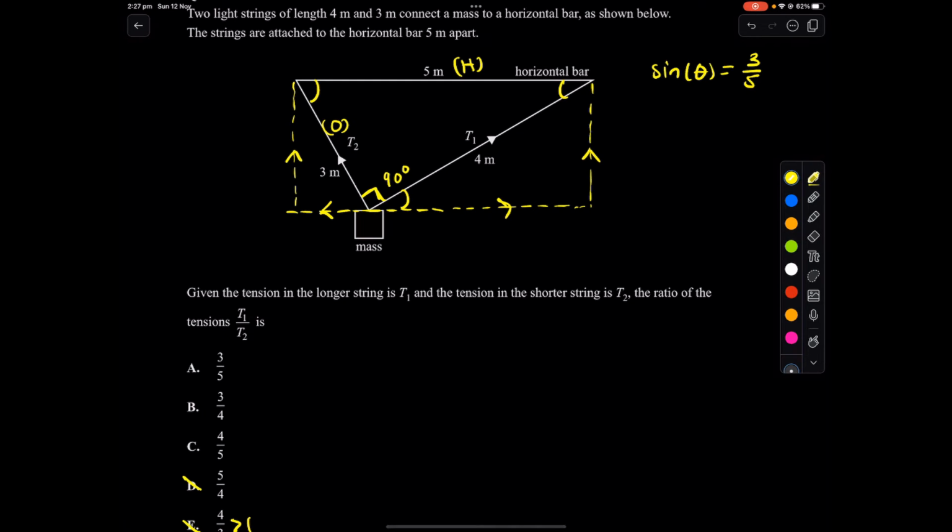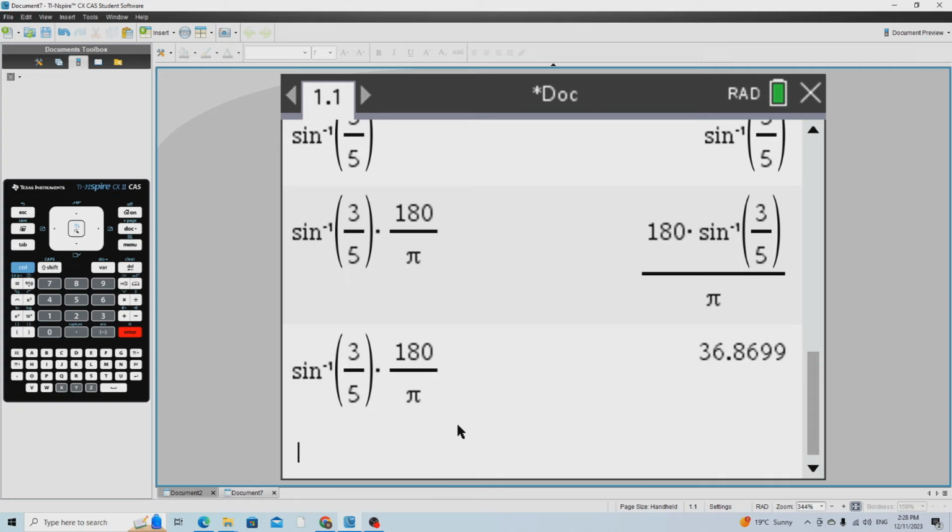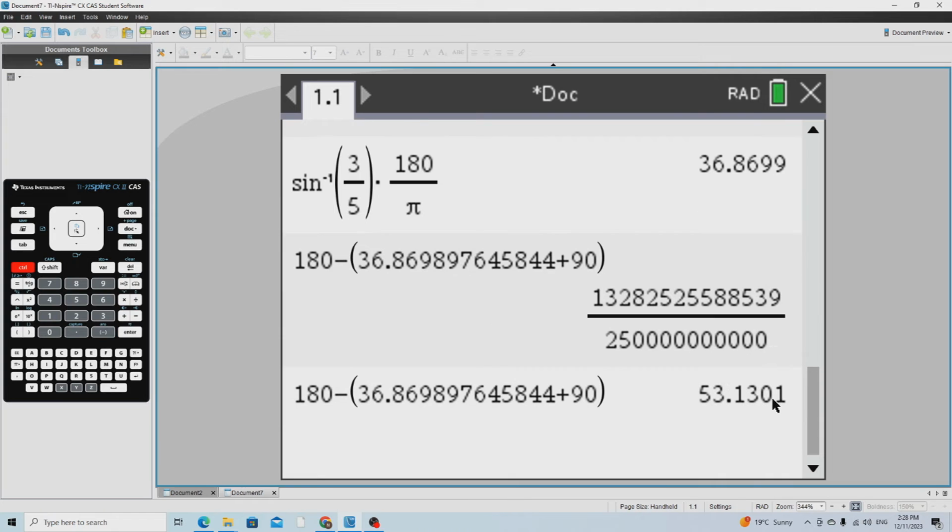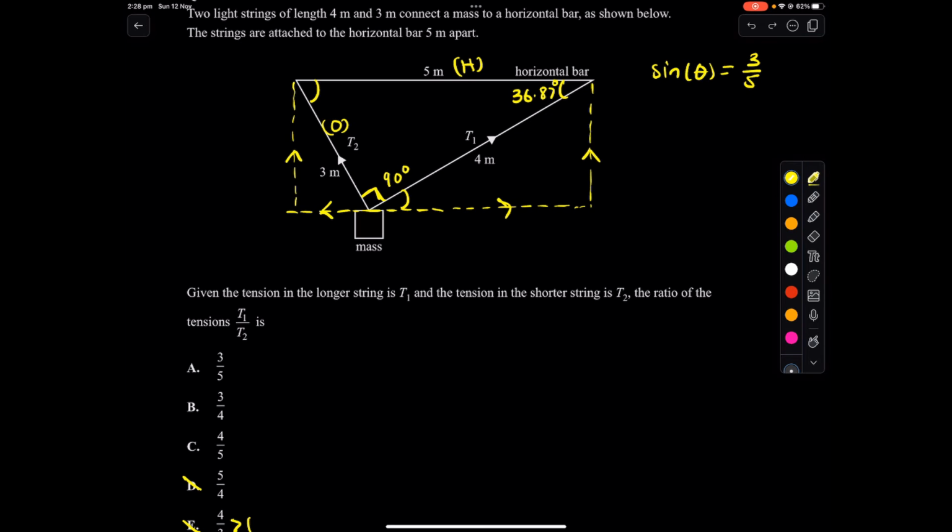So this over here is 36.87 degrees, actually. And because this is a right angle triangle, the angles total 180 degrees. So it's just going to be 180 minus this one plus 90. It's going to be 53.13 degrees. Okay, now we know there's two angles over here.